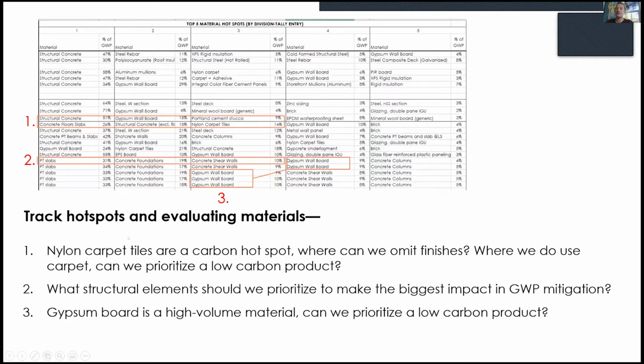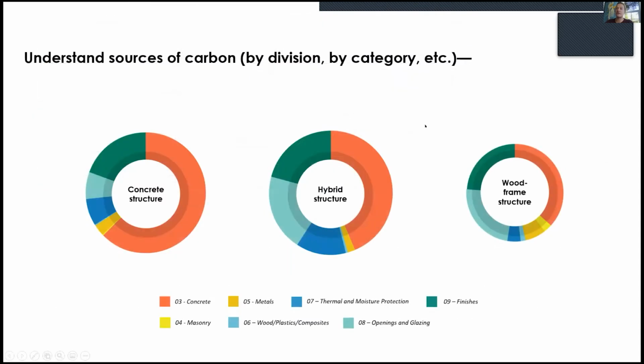And then we can also use benchmarking to help track hotspots and evaluate materials. So, you know, what building elements for concrete frames are typically the heaviest in terms of carbon impact, or, you know, nylon carpet tiles are hitting frequently as a top 5 material hotspot, and how can we mitigate that? So we can use this sort of tracking as well to make our design better throughout time.